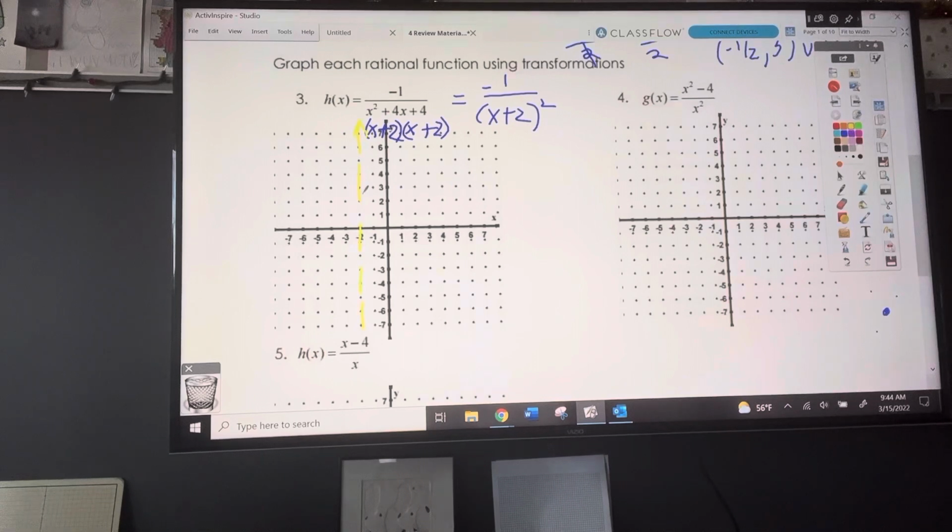And it's actually got a multiplicity of 2, which tells us something about the graph. Wait, what does that mean?